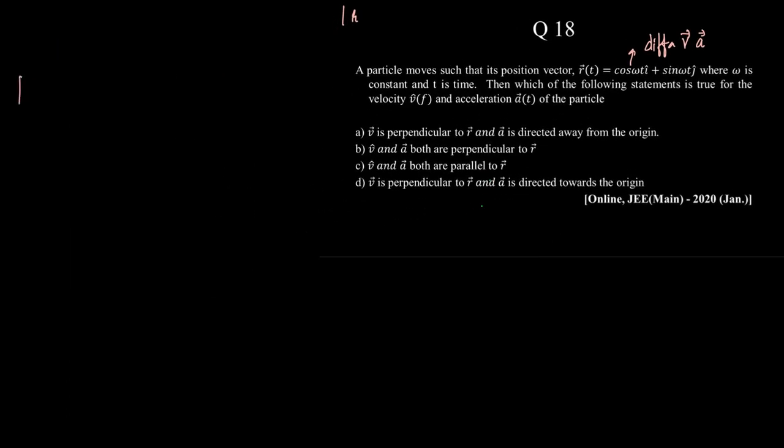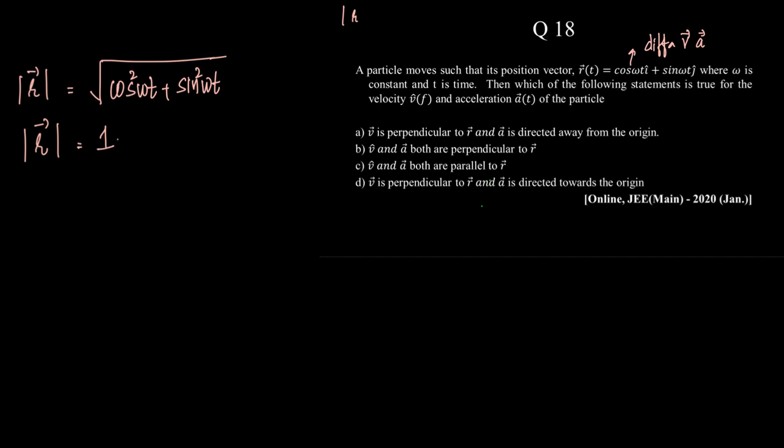So say for example, what is the magnitude of vector r? Magnitude of vector r is equal to root of i component square, which is cos square omega t, plus j component square, which is sin square omega t, right? So what we get here is magnitude of vector r is equal to 1, right?